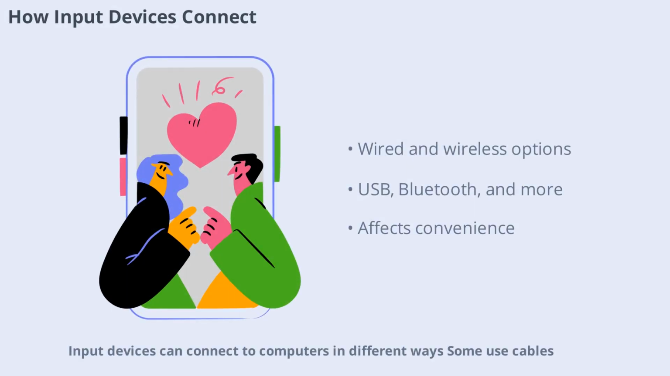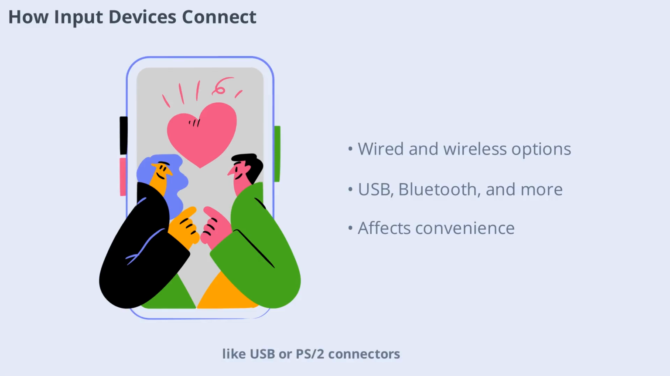Input devices can connect to computers in different ways. Some use cables like USB or PS2 connectors, while others connect wirelessly using Bluetooth or radio signals. The method of connection can affect convenience, speed, and compatibility with different devices.